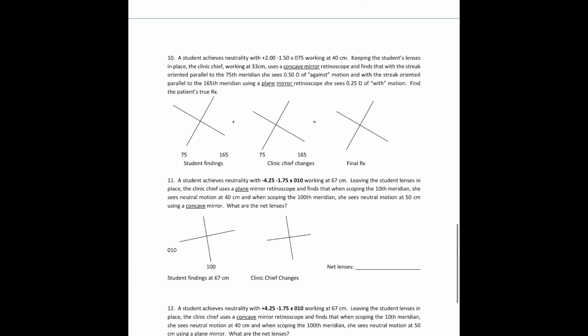For this one, a student achieves neutrality with plus 2, minus 1.50, working at 40 centimeters. Again, I don't care what working distance the student was working at unless the chief doesn't change the working distance.